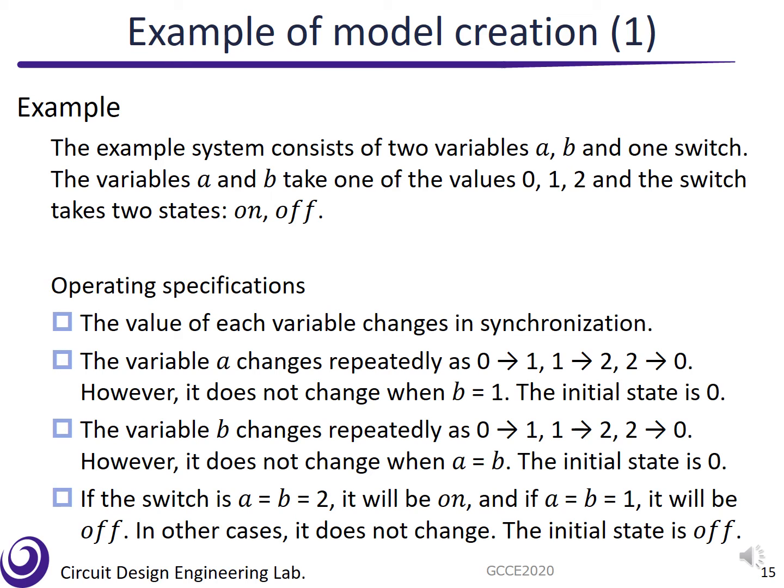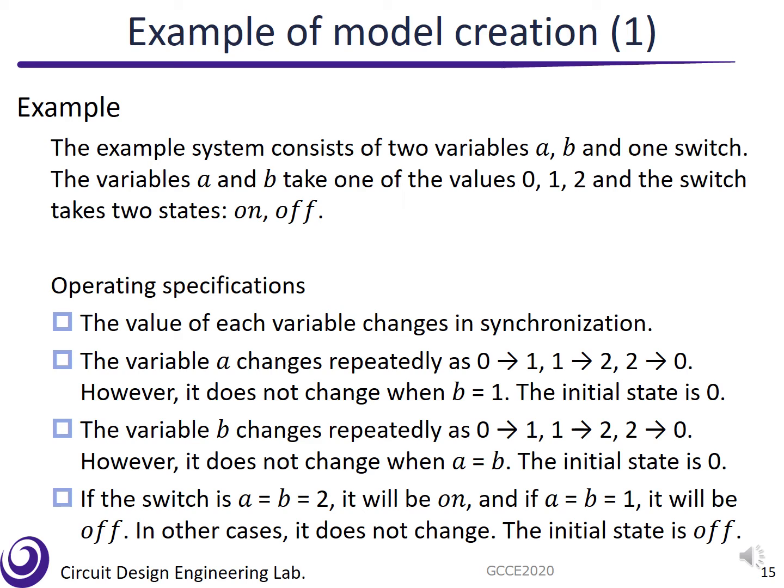Next, I will explain the description method using an actual example. The example system consists of 2 variables a, b, and one switch. The variables a and b take one of the values 0, 1, 2, and the switch takes two states, on and off.